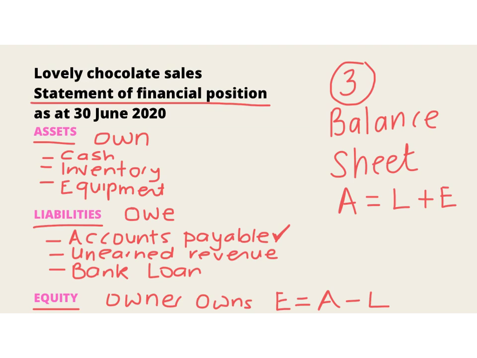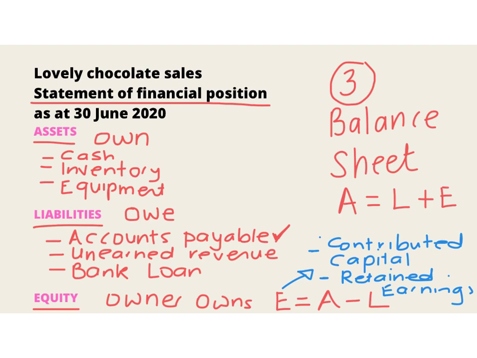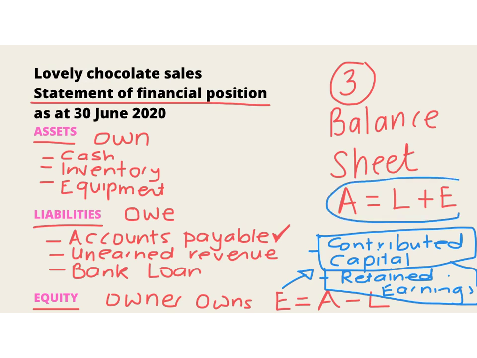Then we come to equity. In this subject, our equity is going to include two things. It will include the contributed capital. This is the money that has been invested by the owners into the business, and it will also include the retained earnings. This is the number that we calculated after we completed our income statement. That number for the retained earnings ending balance will be added here with equity, and this will make the whole balance sheet balance.